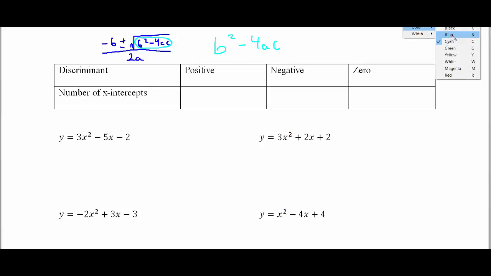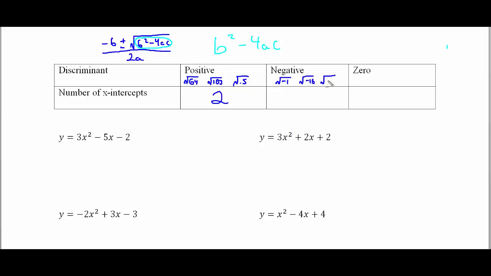Now, I'm about to give you a little chart to help you remember this. If your b squared minus 4ac is positive, an example would be the square root of 64 or the square root of 103. Anytime you get something positive, or the square root of 0.5, you're going to have two x-intercepts. Now, if your square root is negative, like negative 1 or negative 16 or negative 137, you're going to have no x-intercepts.